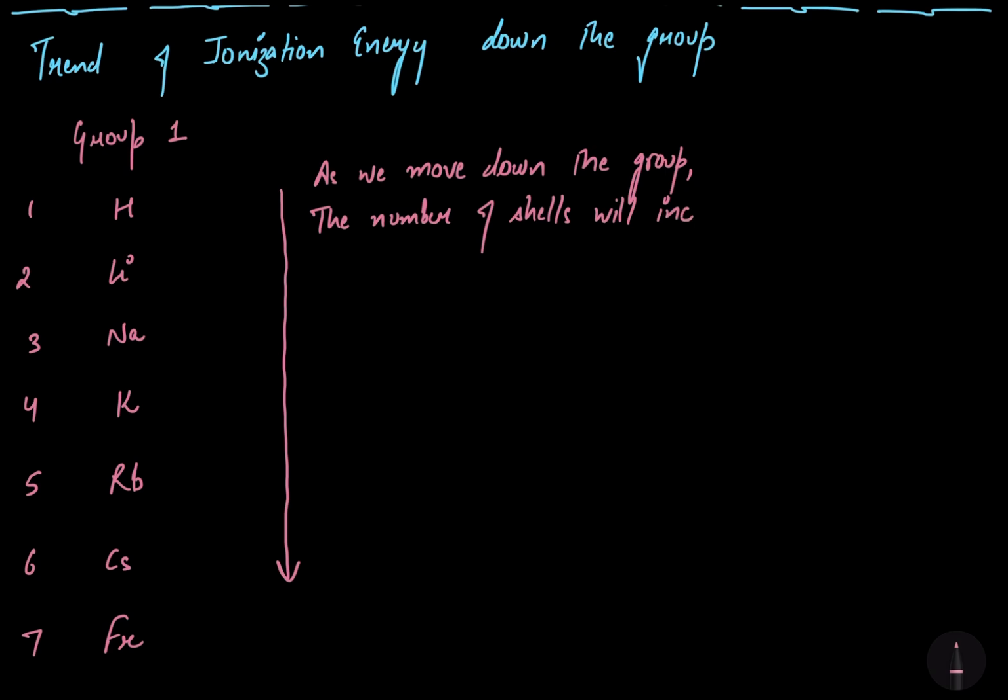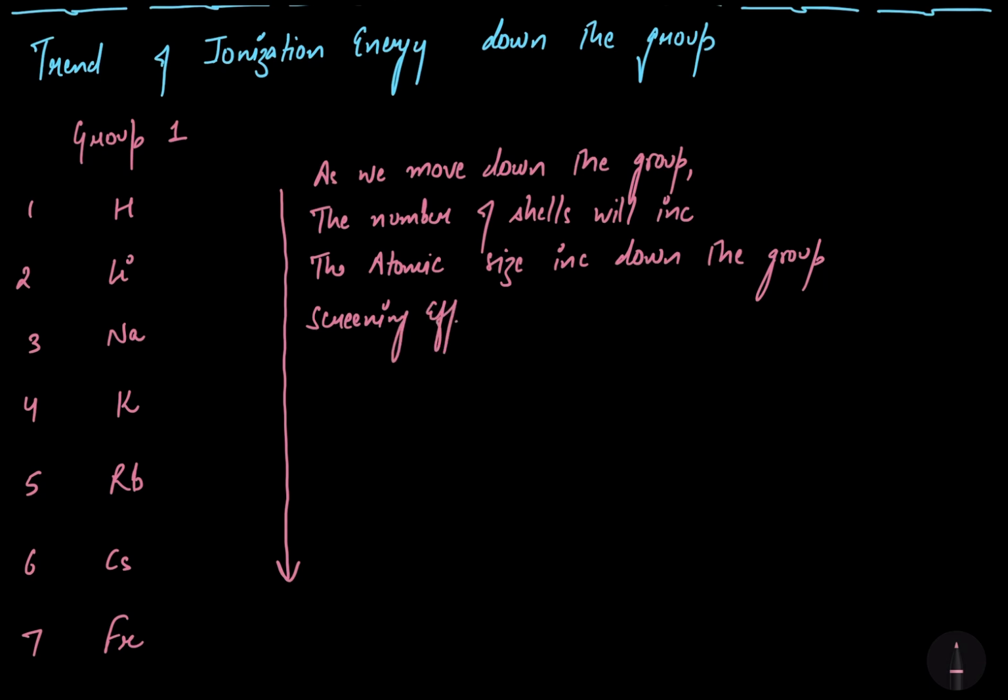Thereby increasing the size. That means the atomic size will increase down the group. Then what next? Why is atomic size increasing? Because the screening effect is increasing down the group.